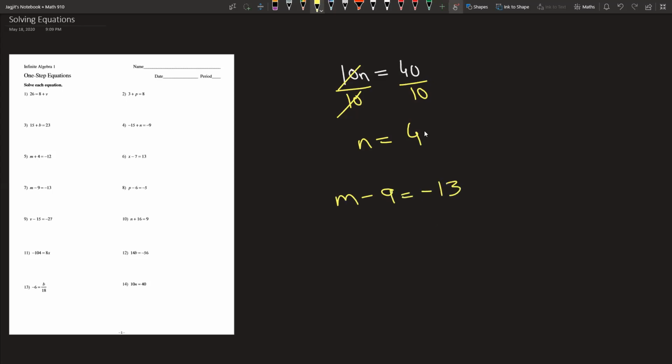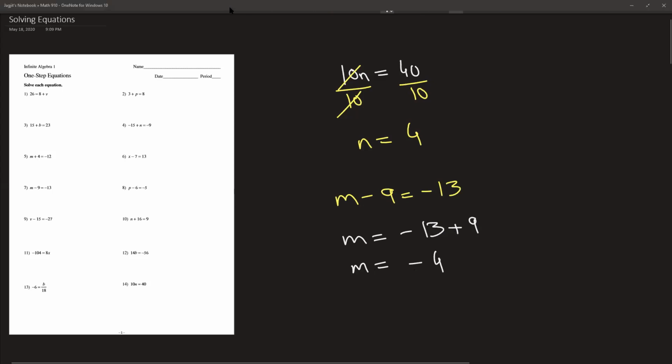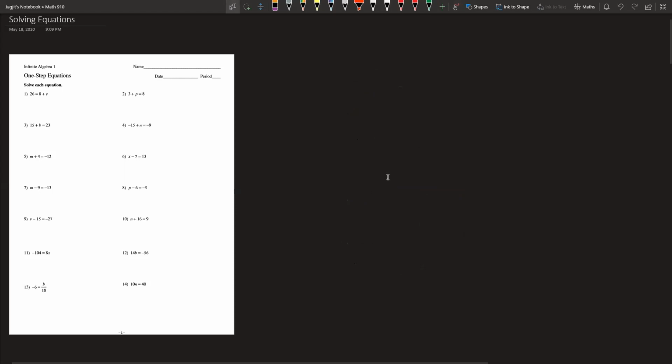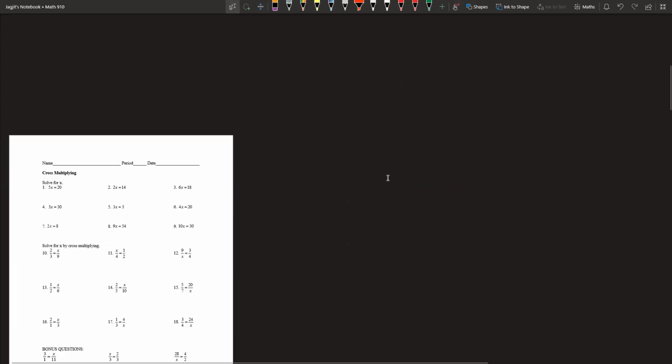m minus 9 is equal to minus 13. If I was to solve for m, what should I do, guys? This minus 9, when it goes to the other side, what's it going to become? Plus 9. Good. And this is different sign, so I'll do bigger number minus smaller number. What's 13 minus 9? 4. And then you just put the sign of the bigger number. Does that make sense, guys? Okay, good. Okay, let's carry on.